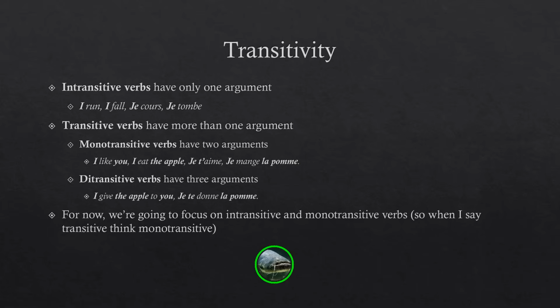For now, we're going to ignore ditransitives because that's a bit more complicated and not necessary. So when I say a transitive verb, just think monotransitive. We're going to be thinking about verbs with one argument or verbs with two arguments. Does this all make sense? Please ask questions again.